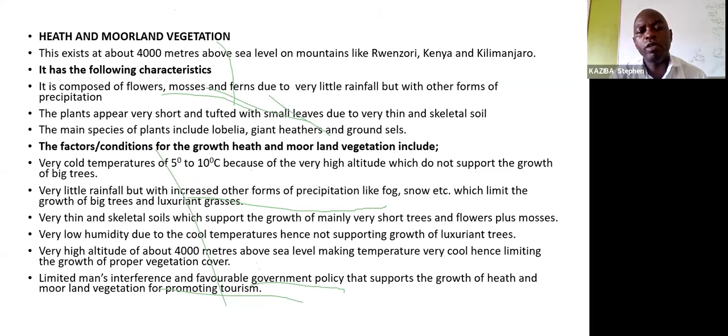Then you have the trees appearing very short and tufted. They are short because rainfall at that height is very limited. There's more snow. Then the main tree species we have are lobelia, giant heathers, and ground shells.